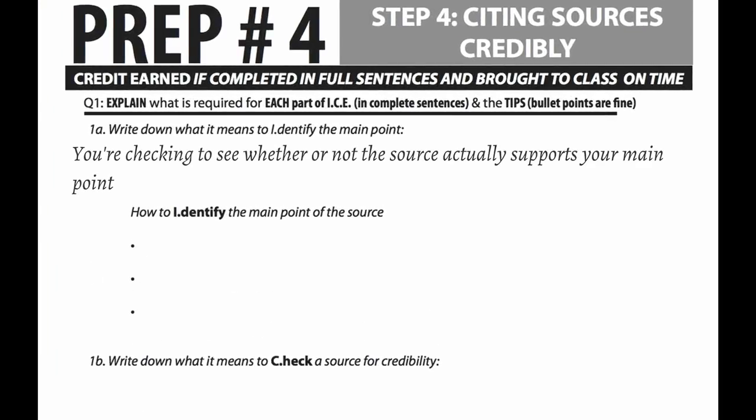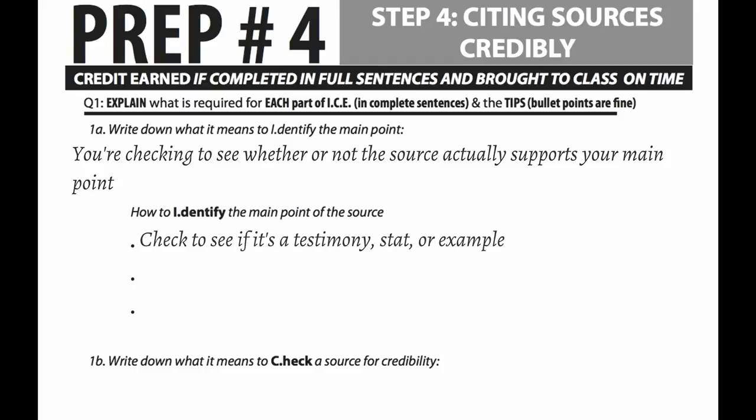What does it mean to identify the main point? Well, essentially you're checking to see whether or not the source actually supports your main point. So in every source, you're going to find that there's a certain amount of information that you need. And a lot of times it's just going to be a short snippet and you're going to grab it. So how do you identify the main point of the source?